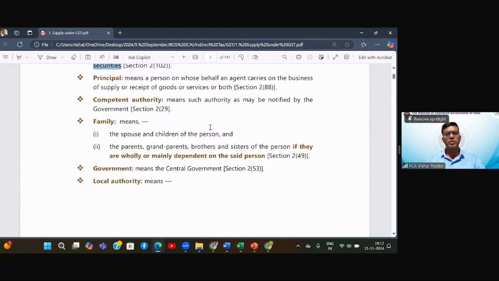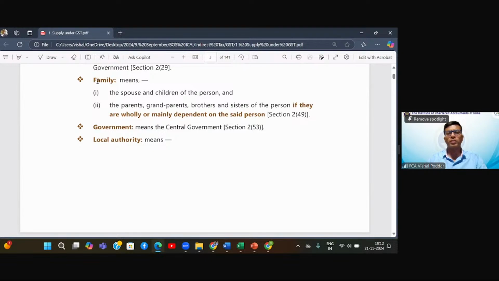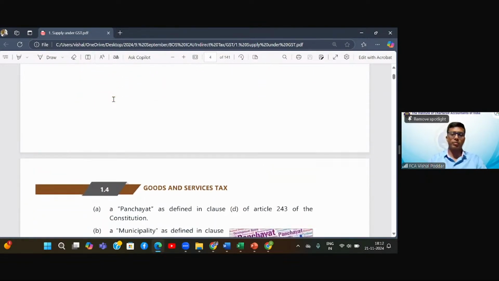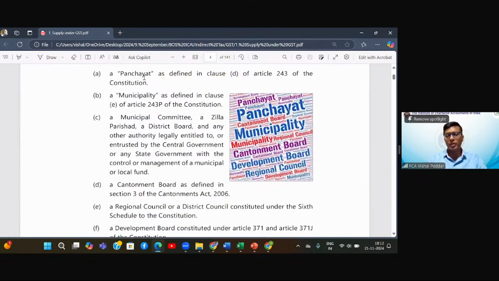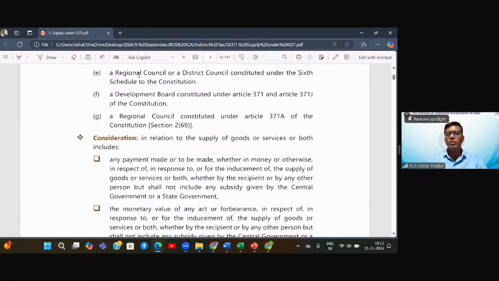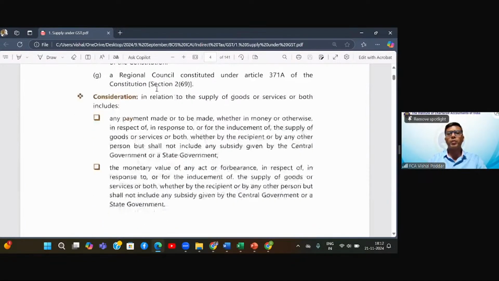Then there is the definition of principal. There is the definition of competent authority. Family includes spouse, children. This definition is important when you see the definition of related person. Also important is that in the CGST Act, whenever the word government is used, it will mean central government. When you read the SGST Act, whenever the word government is used, it will mean state government. Local authority will mean your panchayats, your municipality, your municipal corporation, cantonment board, regional council, district council, developmental boards, and regional councils, which are formed under these sections or articles of the Constitution.